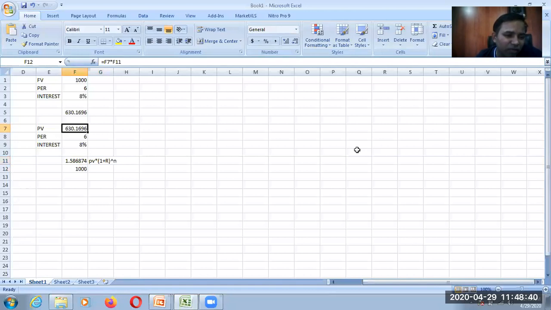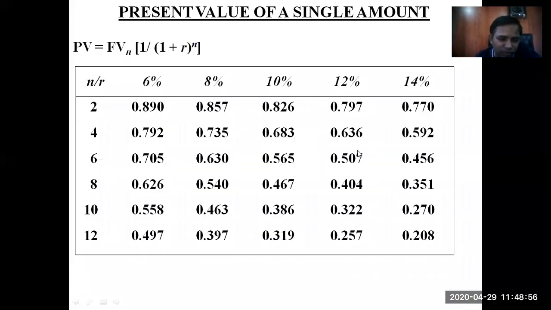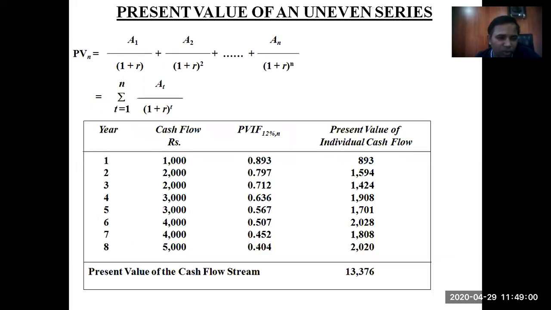In the same way, if I am discounting this 1000 rupees, which I am supposed to receive after 6 years, if it is discounted at 8%, I will be receiving 630 rupees and 17 paisa. I am converting the decimals into 2 points. So this is the table. This is how you can use this table also.